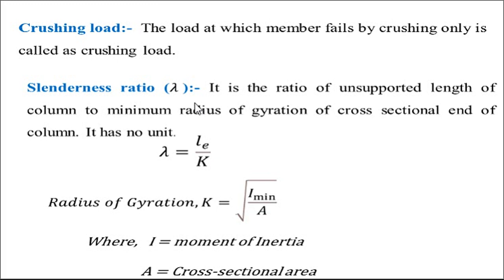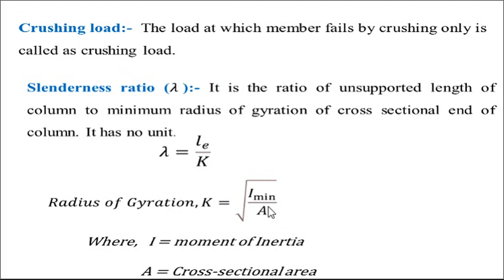Okay, minimum radius of gyration. As we know, radius of gyration can be determined by the square root of I minimum divided by A. I is the moment of inertia. Suppose a two-dimensional figure is there. At that time we normally determine the moment of inertia about the X axis, and about Iy also, along the YY direction. So we have to take the minimum value from these two for the calculation of radius of gyration.